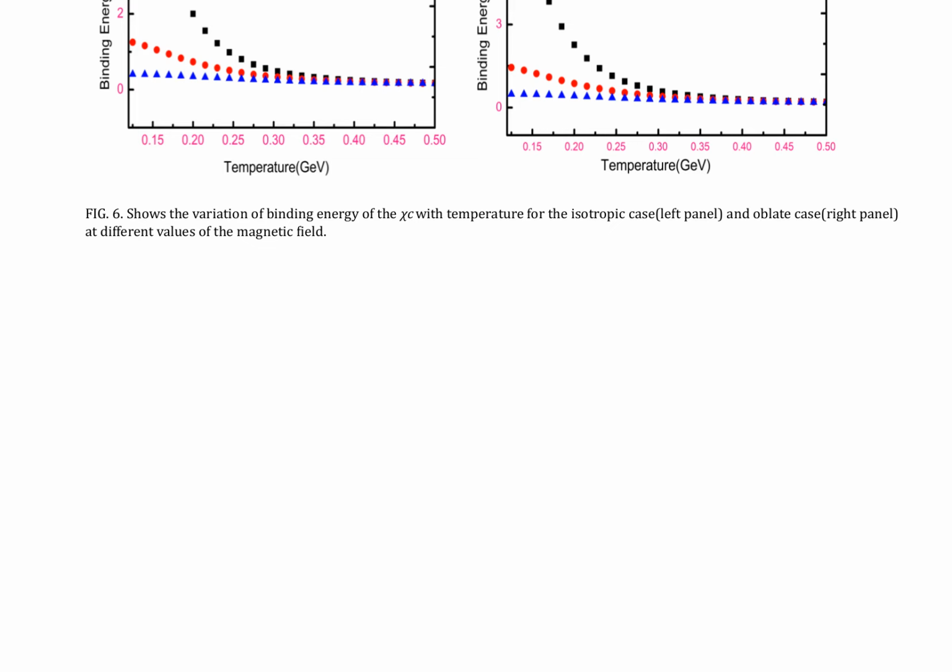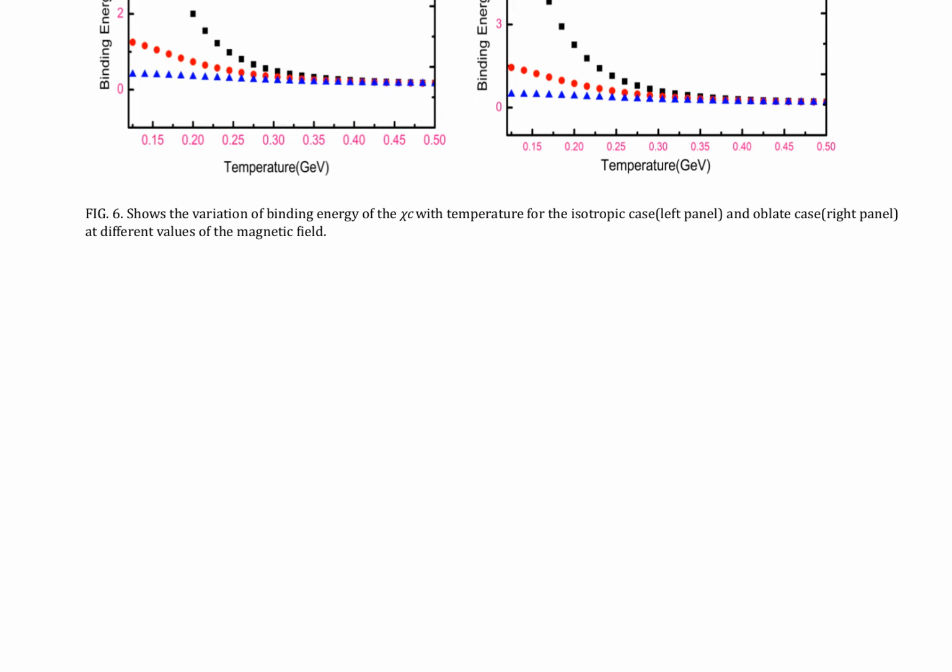This deviation is attributed to the anisotropic nature of the oblate case, which introduces additional complexity in the binding energy's temperature dependence. Moving to Figure 7, we observe the variation of binding energy of the chi-B with temperature, again for both isotropic and oblate cases, under varying magnetic field strengths.